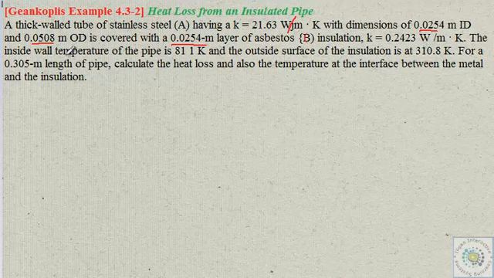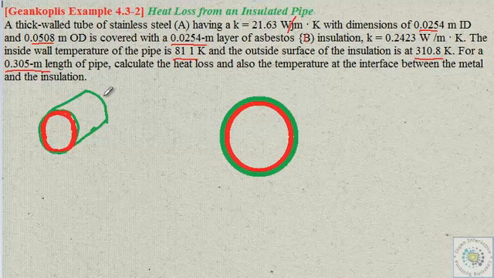The inside wall temperature of the pipe is at 811 Kelvin and the outside surface of the insulation is at 310.8. So the inside of the pipe is quite hot. That's why we insulate it, so that we could minimize heat loss. For a 0.305 meter length of pipe, calculate the heat loss and also the temperature at the interface between the metal and the insulation. So let me draw a rough sketch for this first.